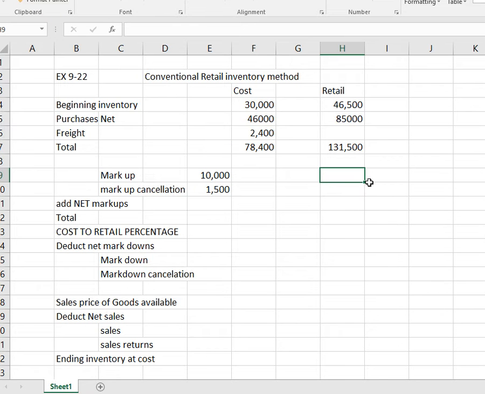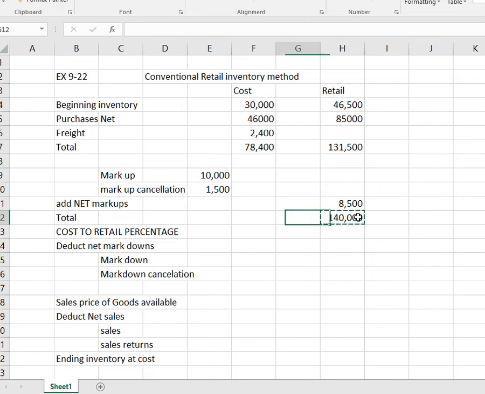Markup, however, is on the retail, and markup cancellation. So markup would be a positive thing, markup cancellation minus. So we're going to add our net markups. Here we go. Net markups. So first we need that net. We will add that 8,500. So we need as a total, so we can calculate our cost to retail, we had 140,000 over here.